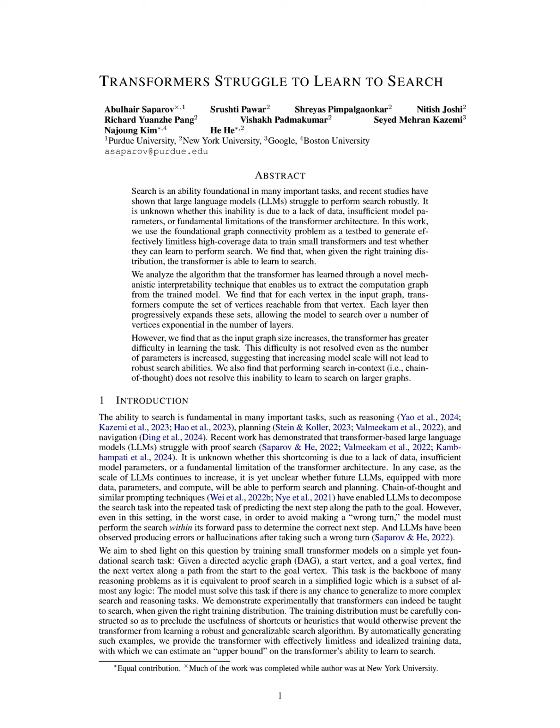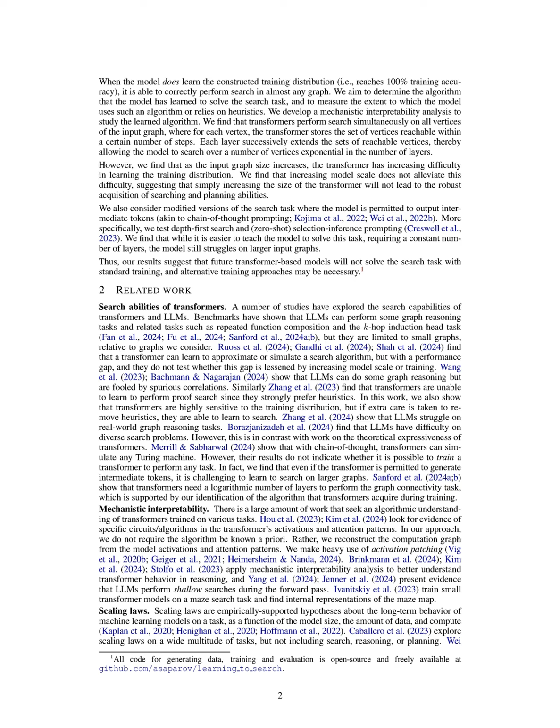The key results achieved with our new method include demonstrating that transformers can learn to perform search tasks on directed acyclic graphs, DAGs, when trained on a carefully constructed balanced distribution, achieving near-perfect accuracy across various look-aheads. Our mechanistic interpretability analysis revealed that the model performs search simultaneously on all vertices, utilizing a path-merging algorithm to extend reachable sets, which contrasts with existing literature that indicates transformers often rely on heuristics and struggle with larger graphs.